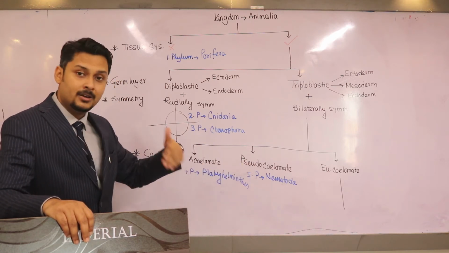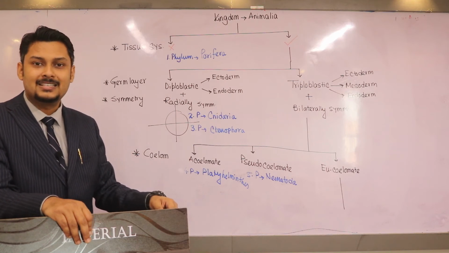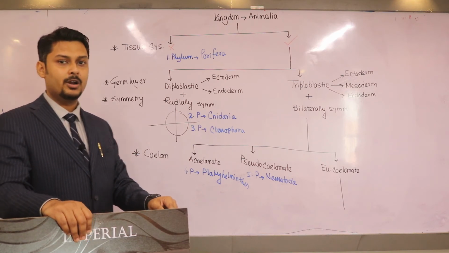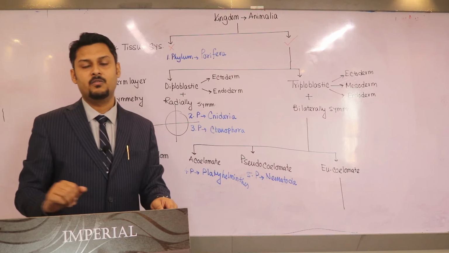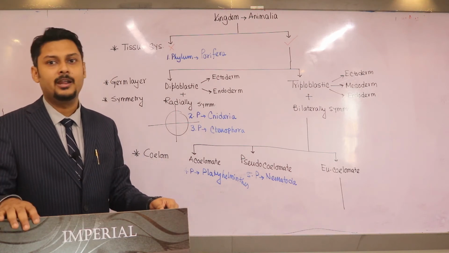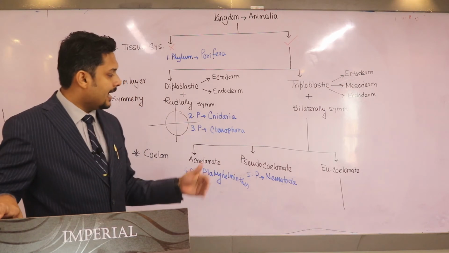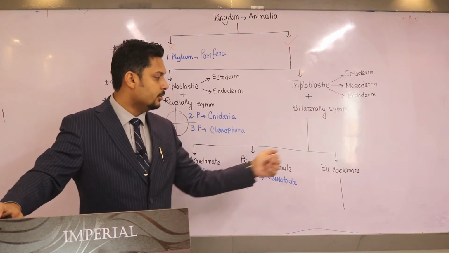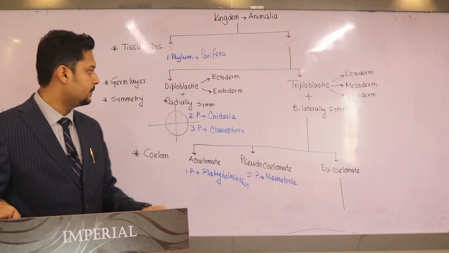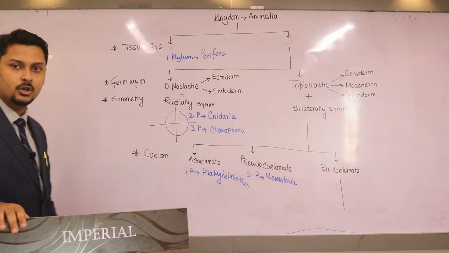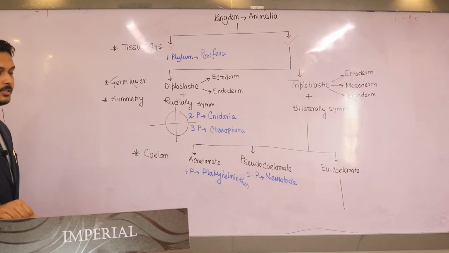For Nematoda, in your book it's given as Aschelminthes, then it was converted into Nemathelminthes, and the modern name which is actually applied is Nematoda. And those have the ideal coelom, they are called eucoelomate. Now, just take the screenshot of that section.